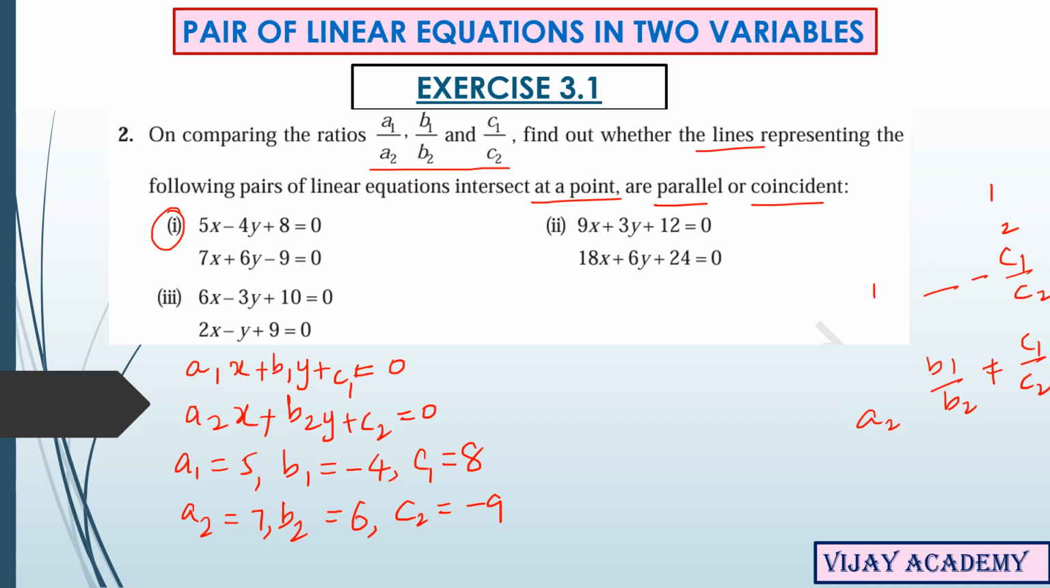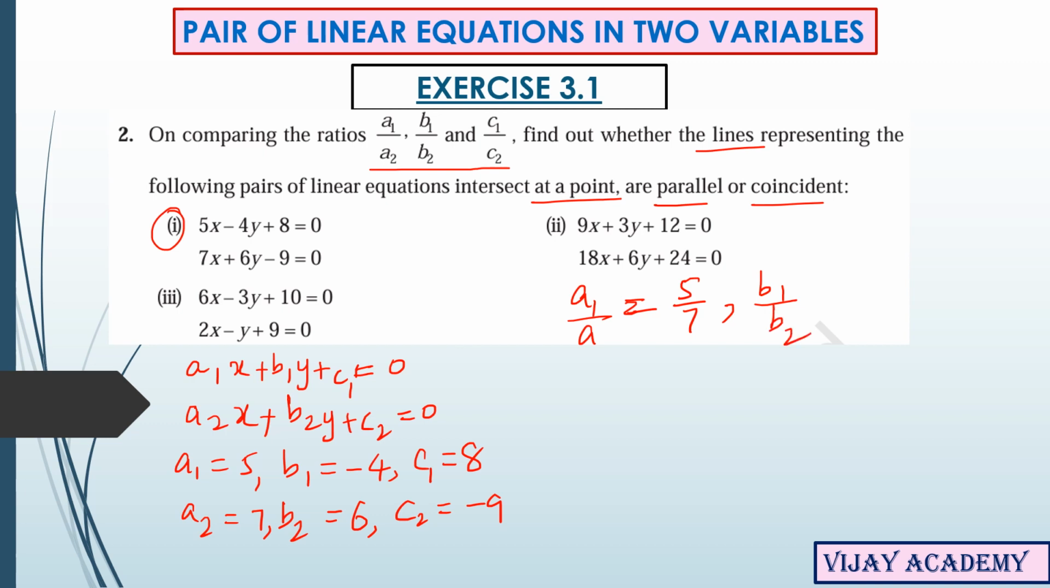So now let us find out the first ratio, that is a1 by a2. So a1 by a2 is equal to 5 by 7. And now let us find out b1 by b2. So b1 by b2 is -4 by 6. Reducing this to lowest terms, we get -2 by 3, because 4 and 6 are divisible by 2. Now let us find out the ratio c1 by c2. c1 by c2 is 8 by -9. Writing this in the standard form, we get -8 by 9.